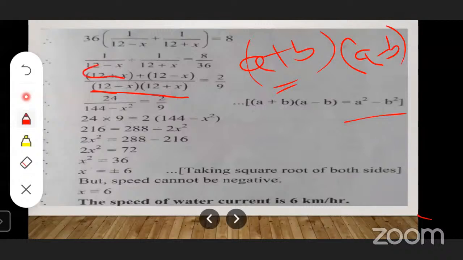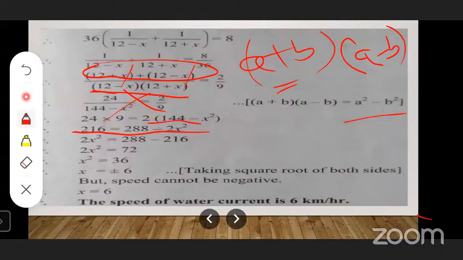When you simplify the numerator, you will get 12 plus 12, that is 24, and the x will get cancelled. So this is how you will get 24 divided by 144 minus x square is equal to 2 upon 9. Now when you further simplify, you have to cross multiply here. 24 into x is equal to 2 into, in bracket, 144 minus x square. When you further simplify, you will get 24 into 9, 216, is equal to 2 into 144, that is nothing but 288 minus 2x square.